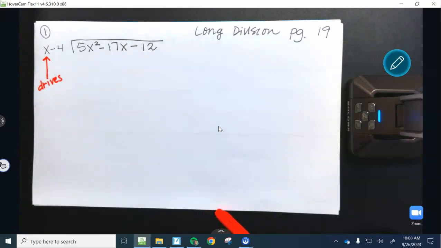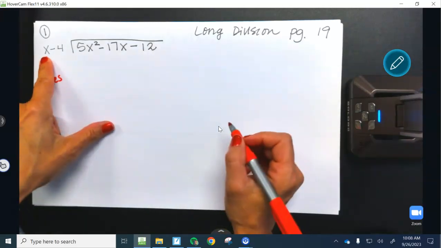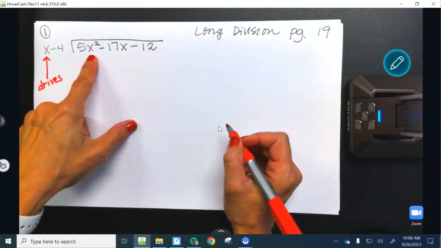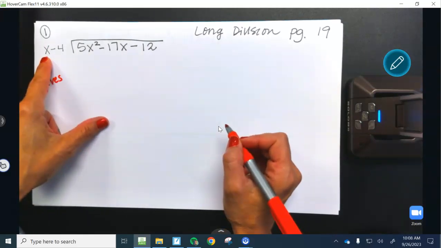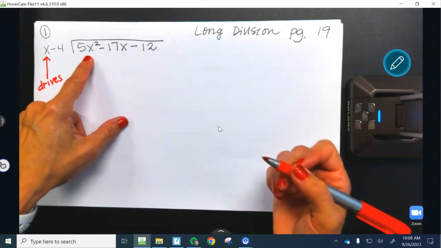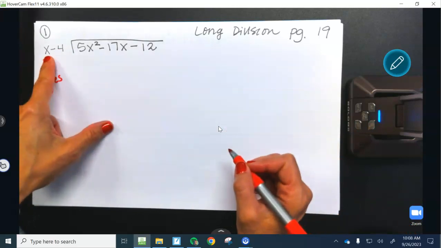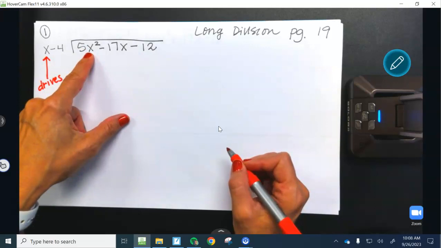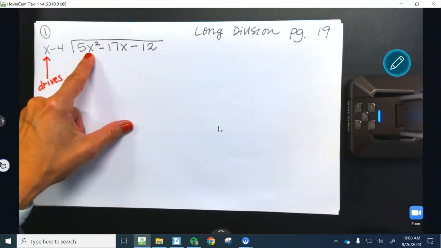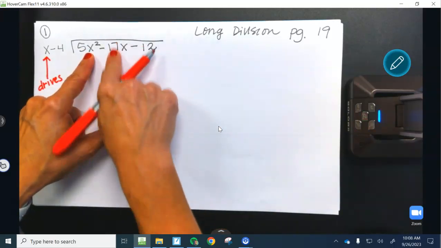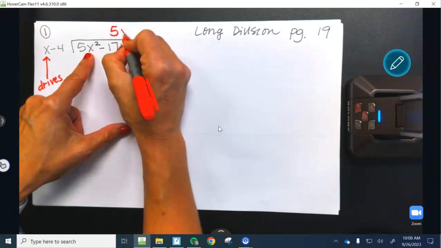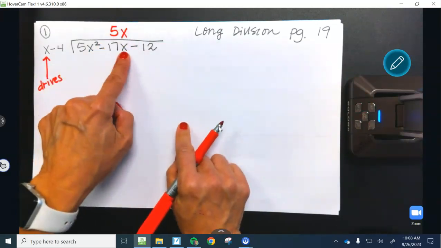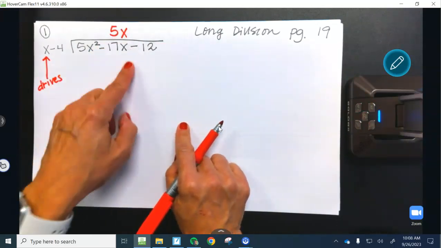So here's what we're going to do. We want this X to look like that X. That's a single X, but this is 5X squared. What would you multiply this by to make it look like that? 5X. Good. Let's keep all of our exponents in order. So a single 5X needs to go right above the -17X because they both have an exponent of 1.